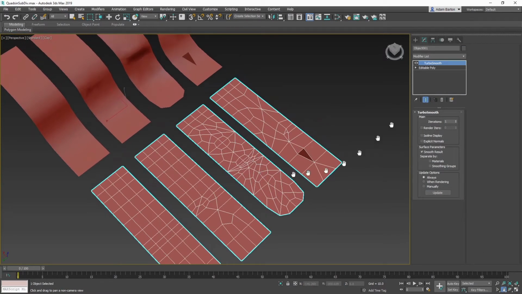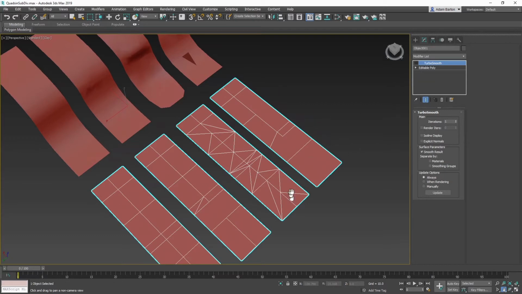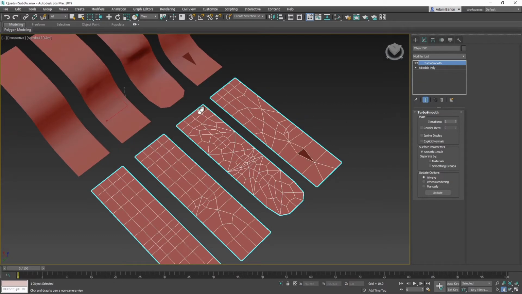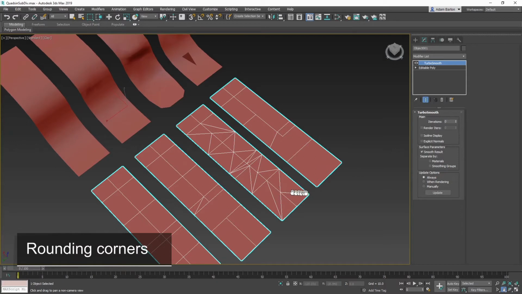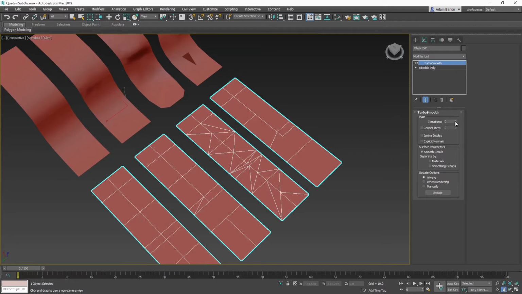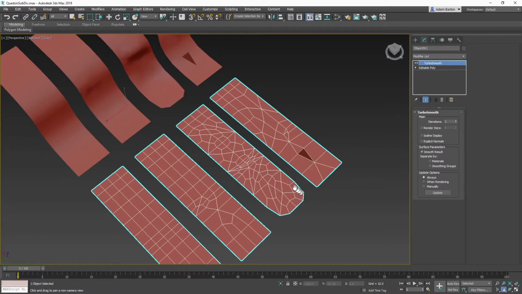If I turn off the turbo smooth, you can see that up here we have quads. When it turbo smooths, we get quads, and so we preserve this 90-degree corner. Down here, we don't have quads. We have a triangle, and we have edges leading from this corner. When I subdivide, you can see that the edge got pulled in.